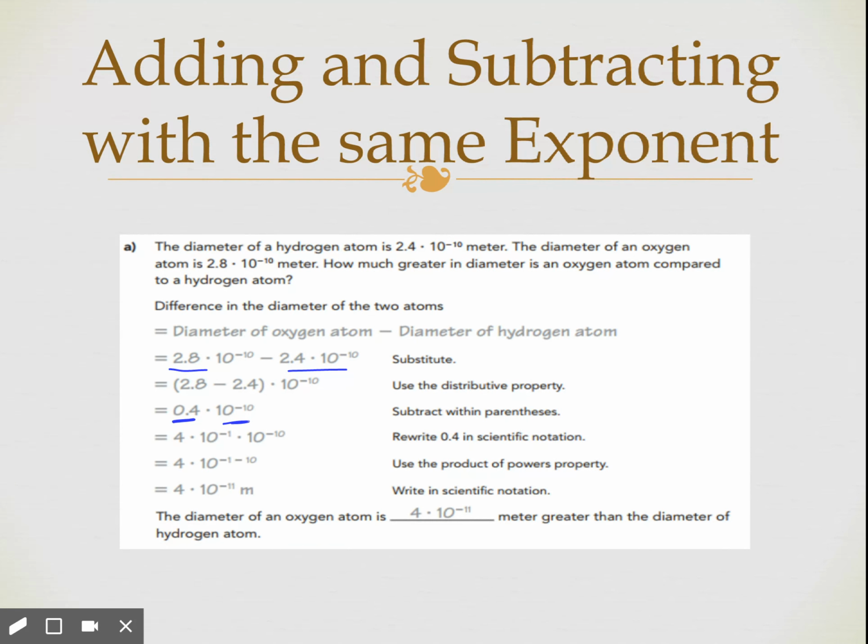Just like we did in that last problem, we can't leave 0.4, so we're moving it to the right, which means we have to add that 10 to the negative first power. And then we're combining negative 1 minus 10, or plus a negative 10, is 4 times 10 to the negative 11th. So the diameter of an oxygen atom is 4 times 10 to the negative 11th power.